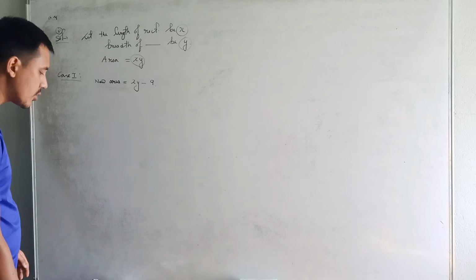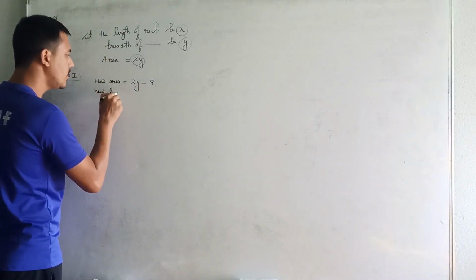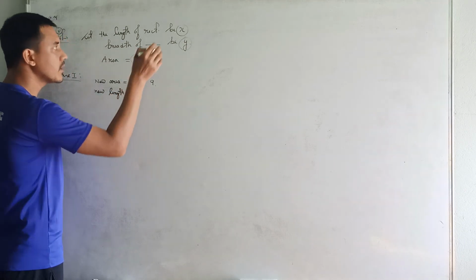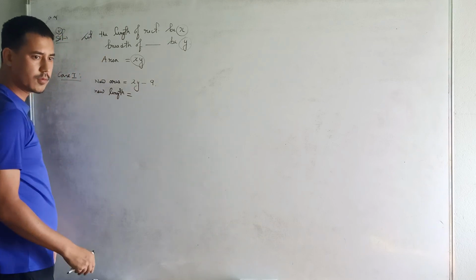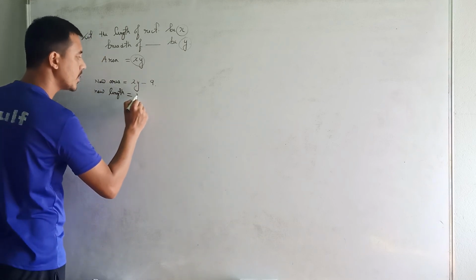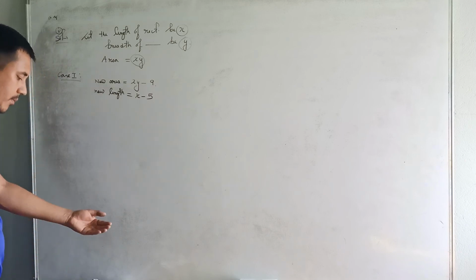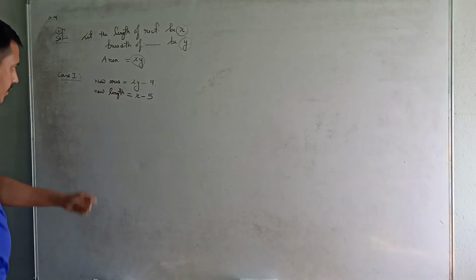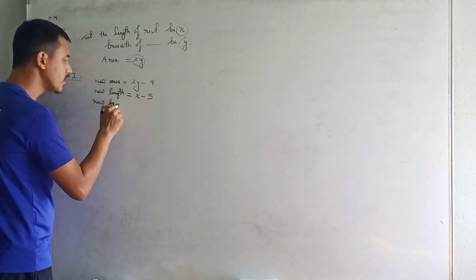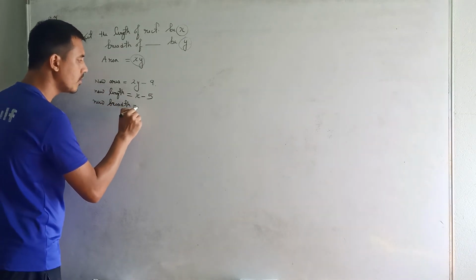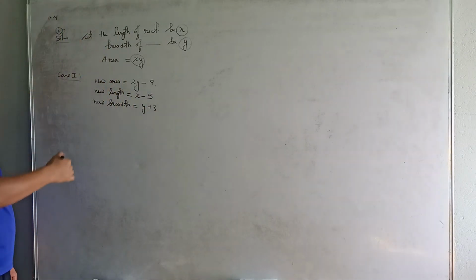If its length is reduced by 5, what is your new length actually? What is your original length? x. But the question says you are reducing the length by 5 units. So your new length will be x minus 5. And you are increasing the breadth by 3 units. So your new breadth will be now y plus 3. You are increasing the breadth, so you have to add 3 units more.